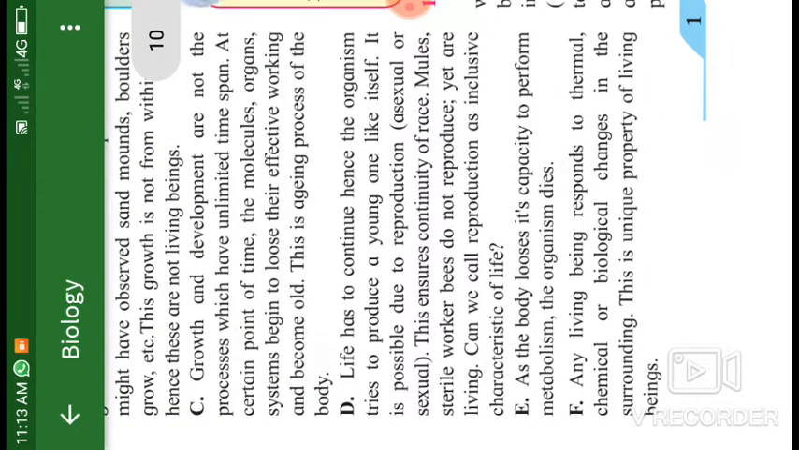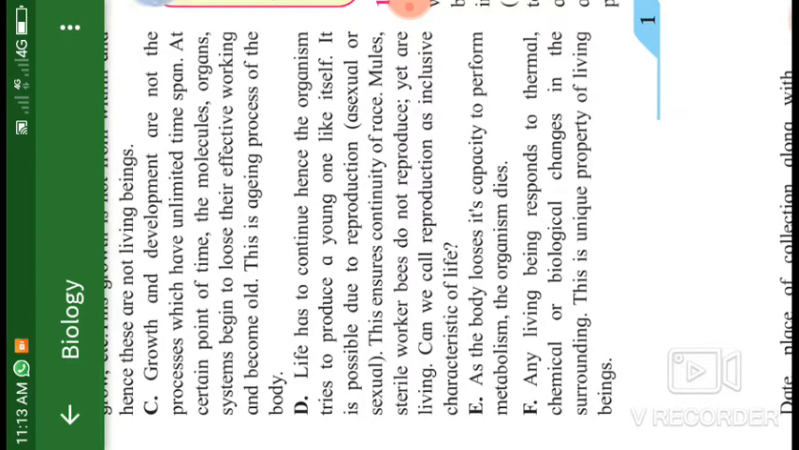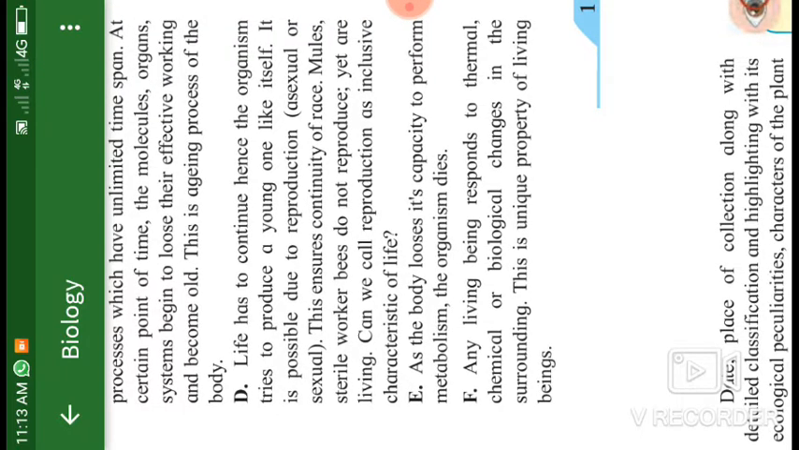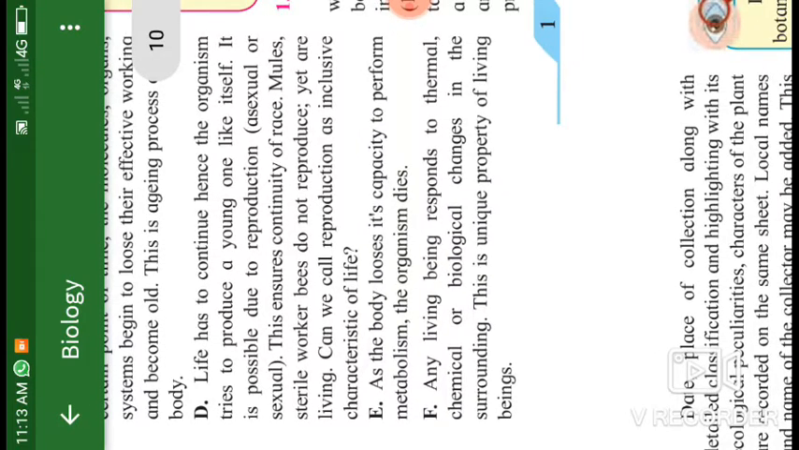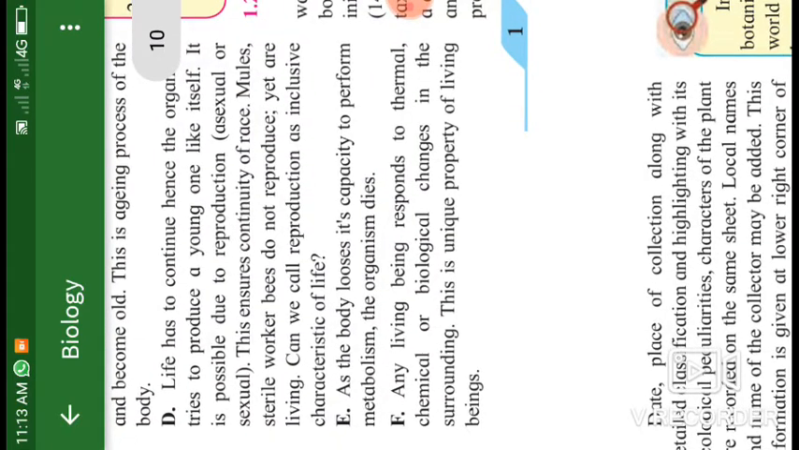So life has to continue, hence the organism tries to produce young ones like itself. It is possible due to reproduction, asexual and sexual. This ensures the continuity of races. Mules, sterile workers, and bees do not reproduce, yet are living. Can we call reproduction an inclusive characteristic of life? As the body loses its capacity to perform metabolism, the organism dies.